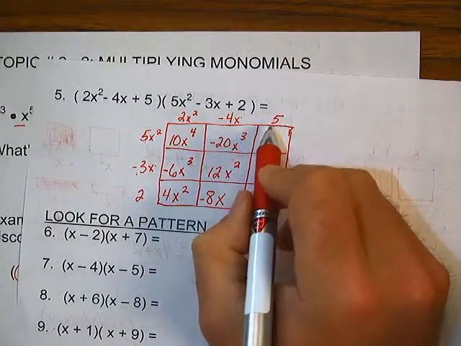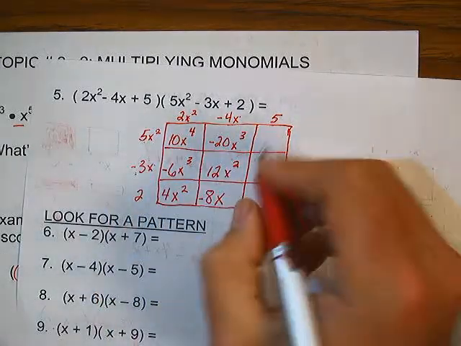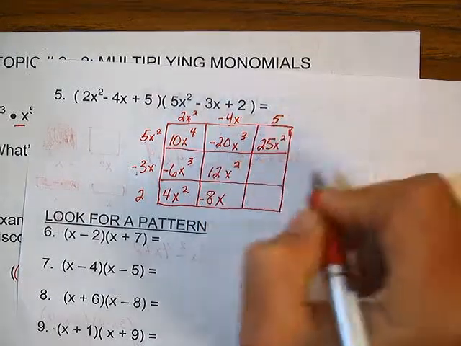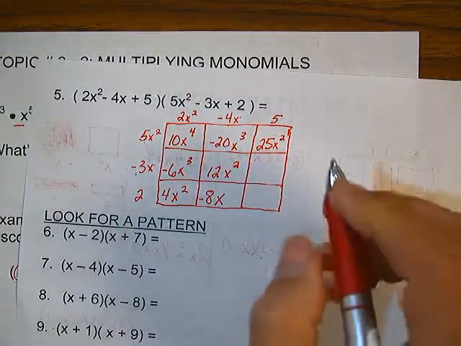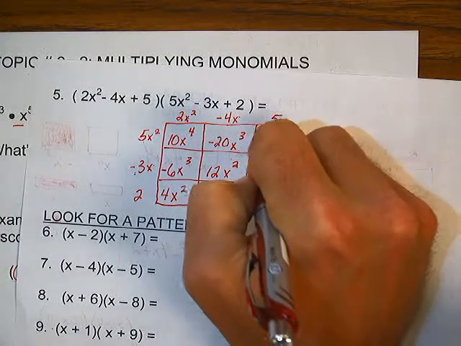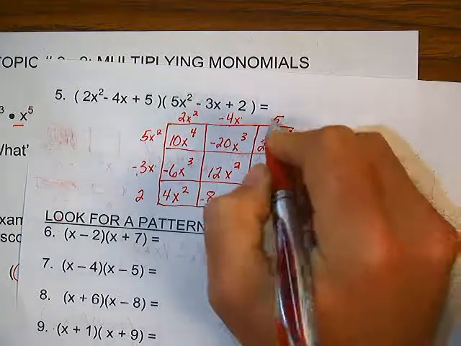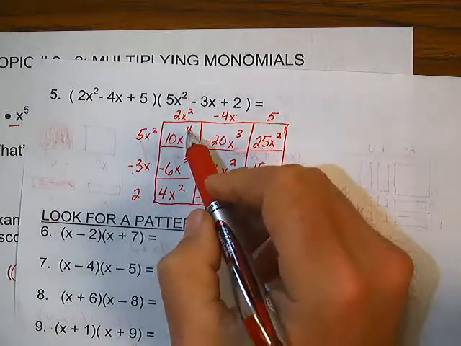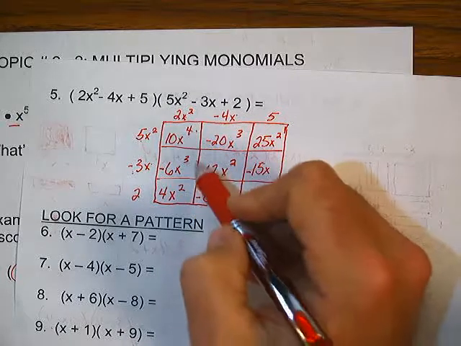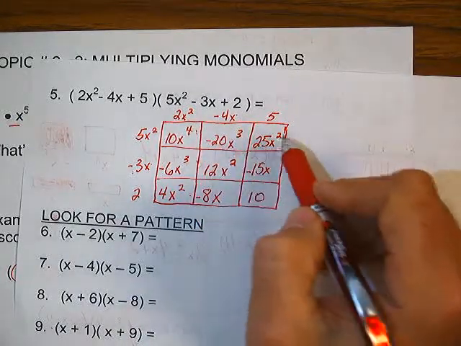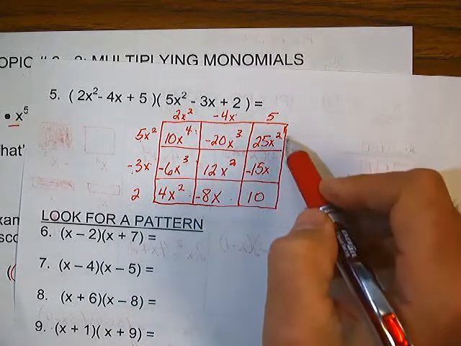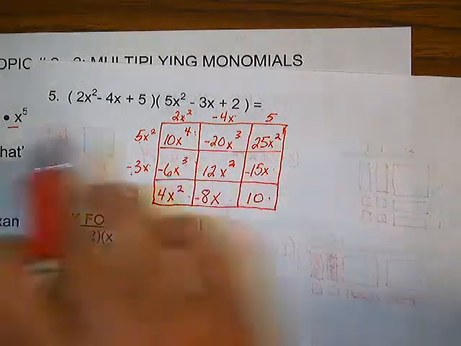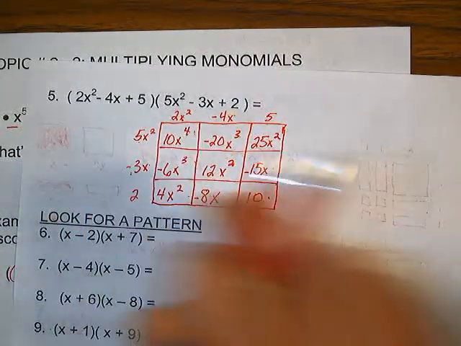Now to the last column, 5. 5 times 5x squared is 25x squared. 5 times negative 3x is negative 15x. And 5 times 2 is 10. Now, once again, you can check for your exponents. 4, 3, 2, 3, 2, 1, 2, 1, 0. Okay, so our exponents go down in each column.